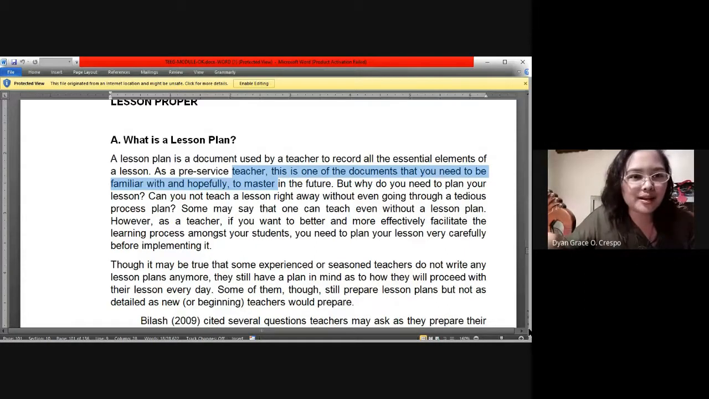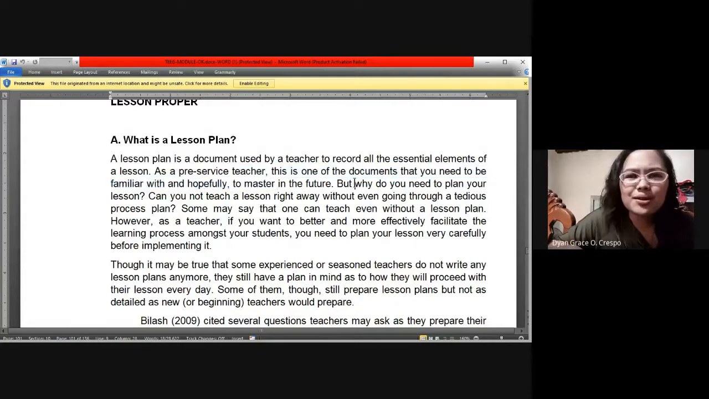There's no right journal. There's no right thing. Kasi nga, it depends upon the teacher and the school. So, for example, you want to write a lesson plan, iba-iba yan. Pero may elements of lesson plan na kailangan nandun. Format, iba-iba. Okay, but why do you need to plan your lesson?